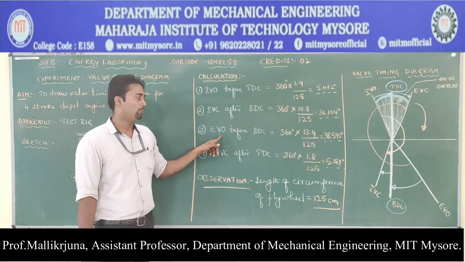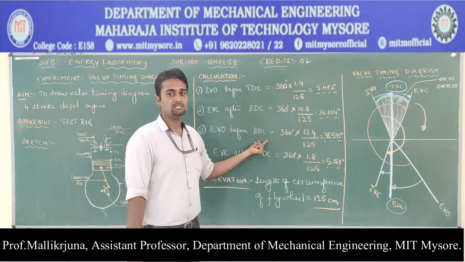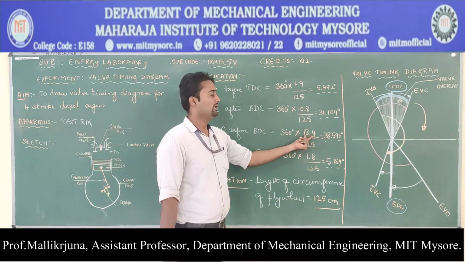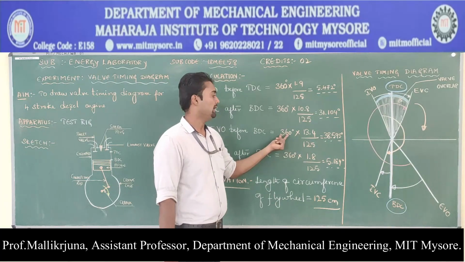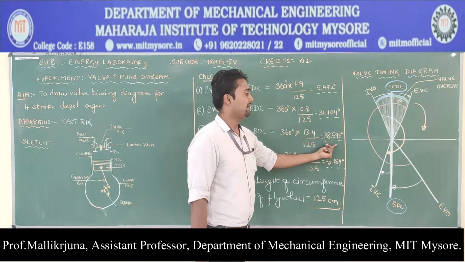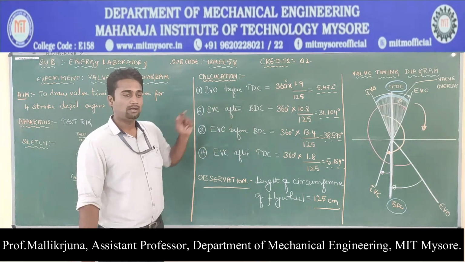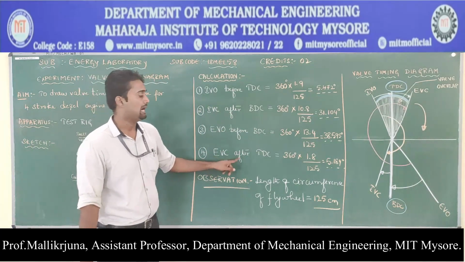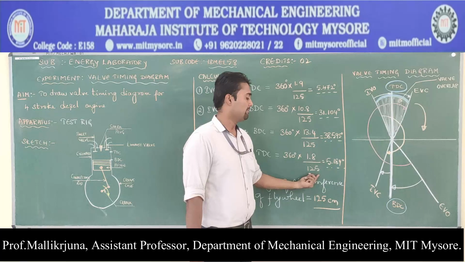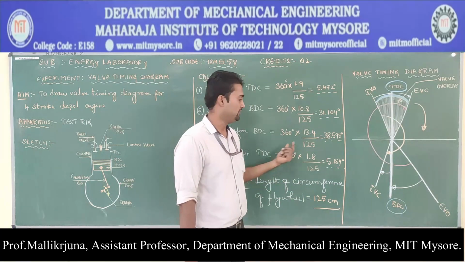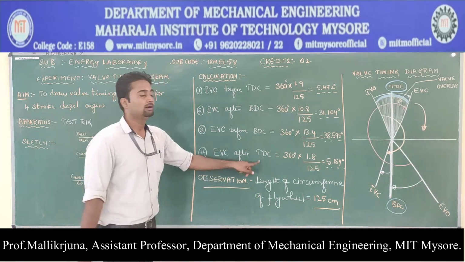Next thing is exhaust valve opening before BDC. That means the exhaust valve opens before the piston reaches BDC. The value we have taken from the experiment is 13.4. If we divide that by the circumference length and multiply by 360 degrees, we will get the crank angle, which is 38.595 degrees before BDC. And the last thing is exhaust valve closes after TDC. The value we have taken is 1.8. I have divided that by the circumference length and multiplied by 360 degrees, so the value I have got is 5.184 degrees after TDC.